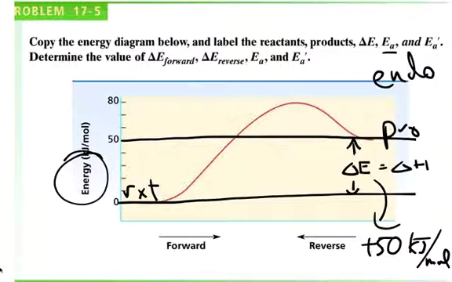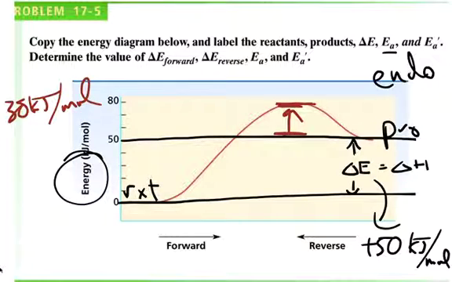Now what do we want to find? The activation energy. Well, the activation energy is going to be between here and here. So notice we have to go up, what would it be? 50 to say maybe 80 if I estimate. So 50 to 80, our activation energy is going to be 30 kilojoules per mole.